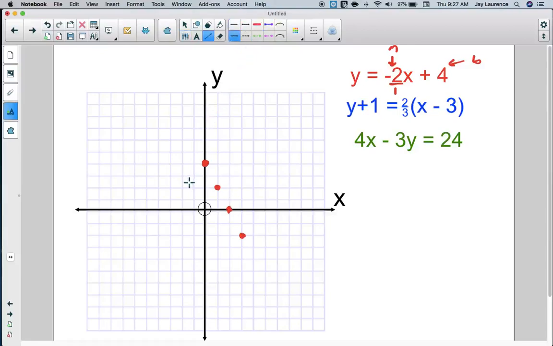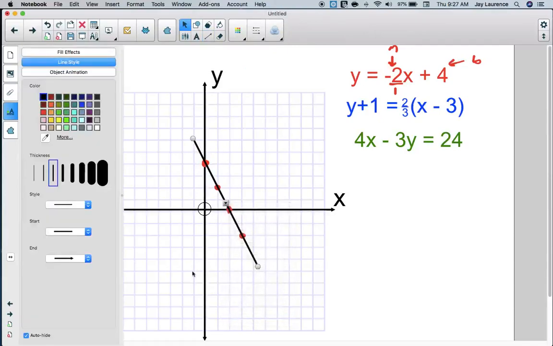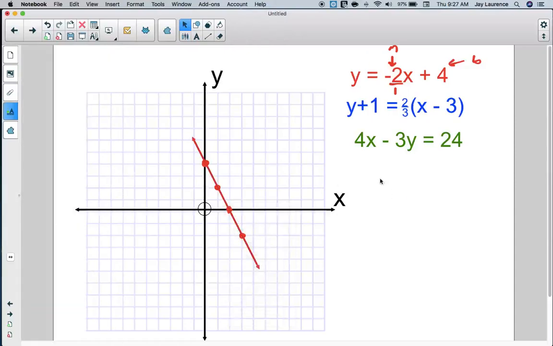Oh no, I want this one. And there is a graph of the red equation. Yes, the red equation. And how do you know it's the red one? Because it's red. Oh, is that orange? No, that's red. Okay, my eyes played a trick on me.